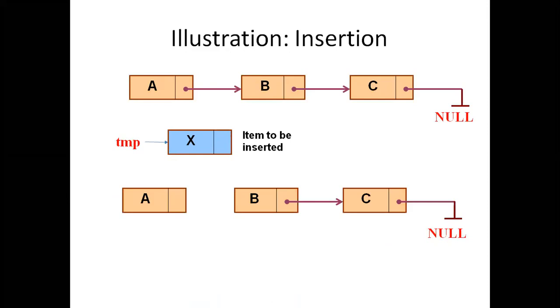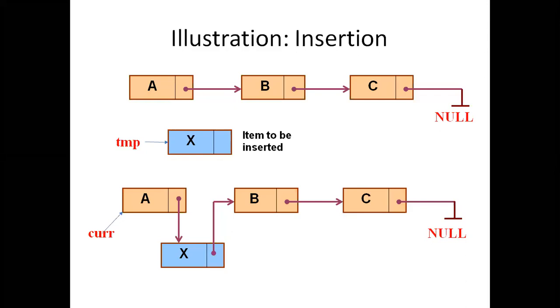The temp consists of the data element X, and X is to be placed in the list at the second position. For that, first I need to establish the connection between temp and the second node of the original list. What is the second node of the original list? That is B. So I write the code: temp.next = B.